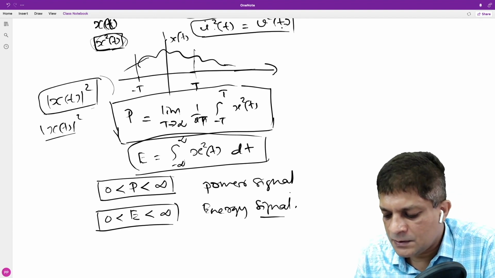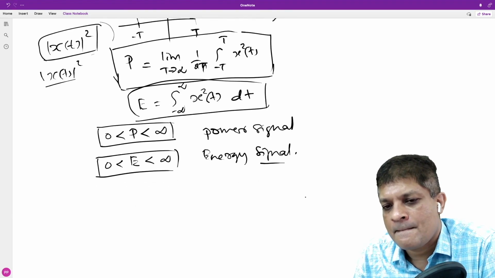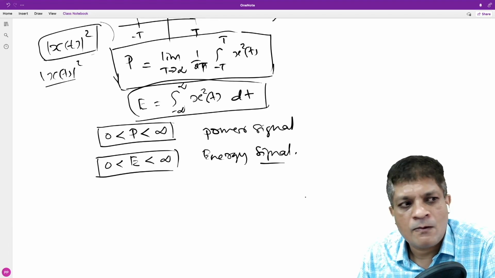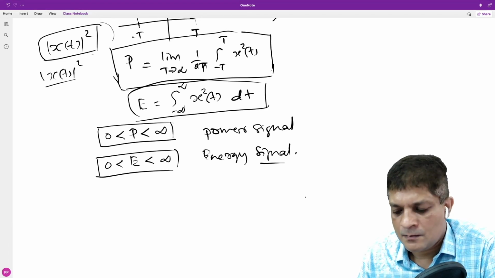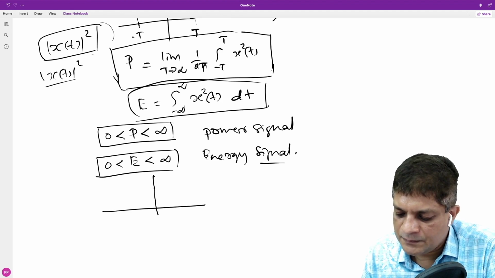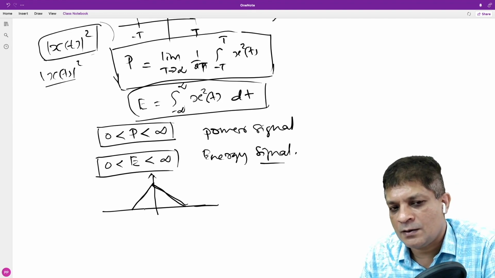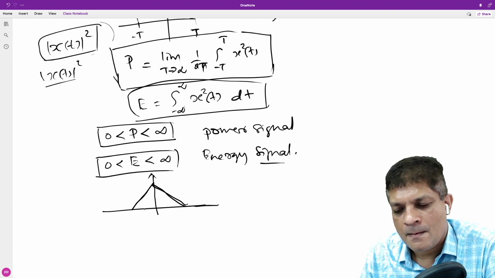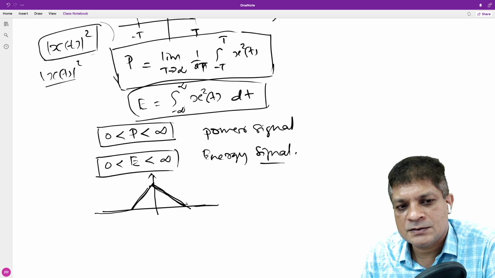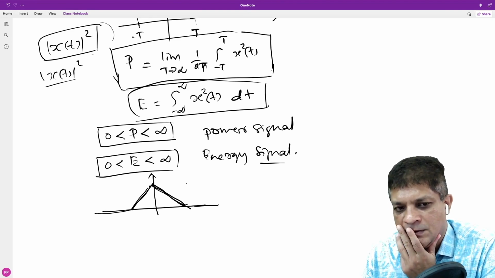Now, can you give some examples of this? First, let us start with the energy signal. Can you give an example of an energy signal? Any signal that is having finite energy. If you consider any finite duration signal, what is a finite duration signal? If it is non-zero only for a finite duration, is it an energy signal or power signal? It is non-zero only in this interval. It is an energy signal. The energy is finite, isn't it?